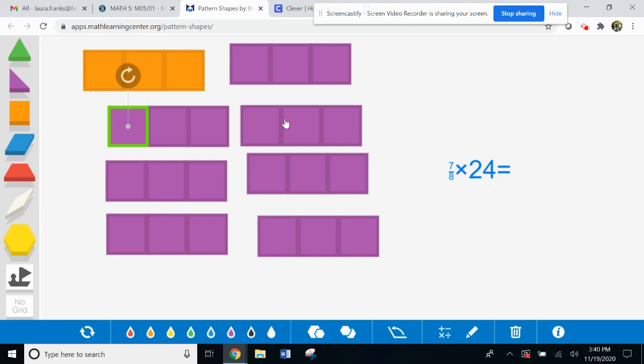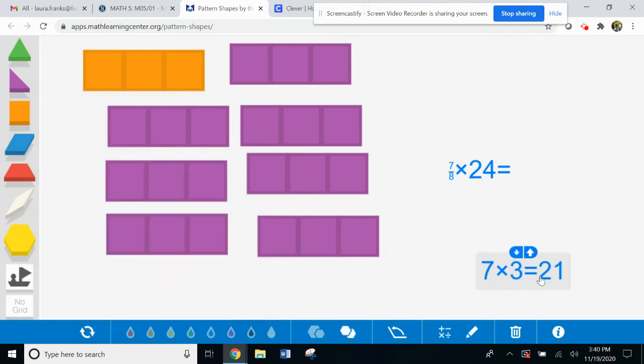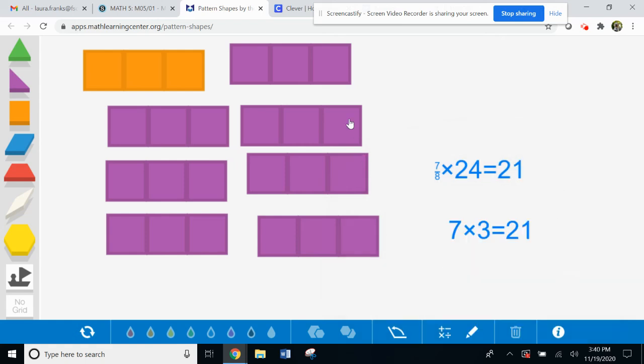All right, so 1, 2, 3, 4, 5, 6, 7. So 7 of my 8 groups I colored in purple. Now I just need to figure out the quantity of them. Well, I have 1, 2, 3, 4, 5, 6, 7 groups with 3 in each group. So that would work out to be 7 times 3, which would be 21. So 7/8 of 24 would be 21.